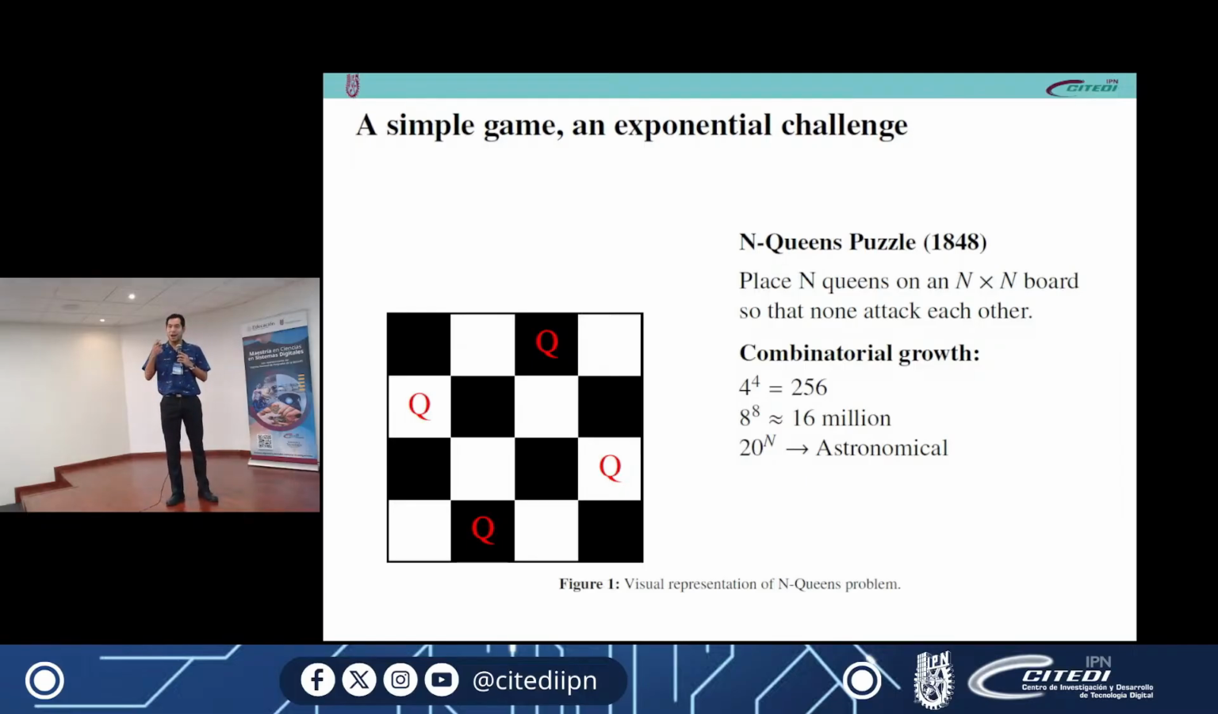So this is a combinatorial problem, a combinatorial optimization problem that looks to find the best solution, or the valid solution in this case. And as we can see here, if we keep increasing the size of the board, it becomes astronomical, right? So if we have a 4 by 4 board, there are around 256 possible combinations. But if we get to a 20 by 24 board, for instance, then the amount of combinations becomes astronomical, right? So that's one of the issues that we come into.